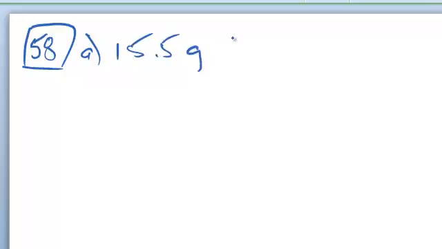Okay, here we are at part 2 of the end of chapter 10 practice problems. So we are now on number 58, problem number 58, and part A tells us that we have 15.5 grams of silicon dioxide.